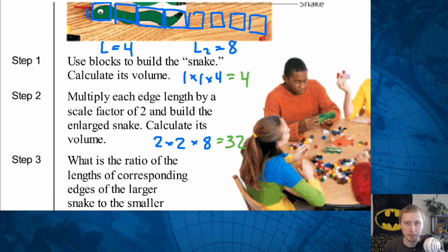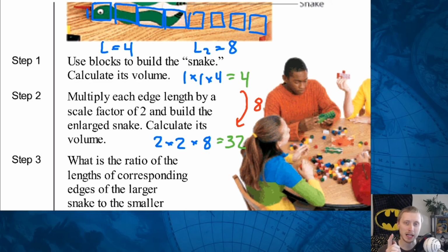Oh my goodness. How much more is 32 than 4, right? What do I have to multiply by to go from 4 to 32? Well, I just did that. That was 8.